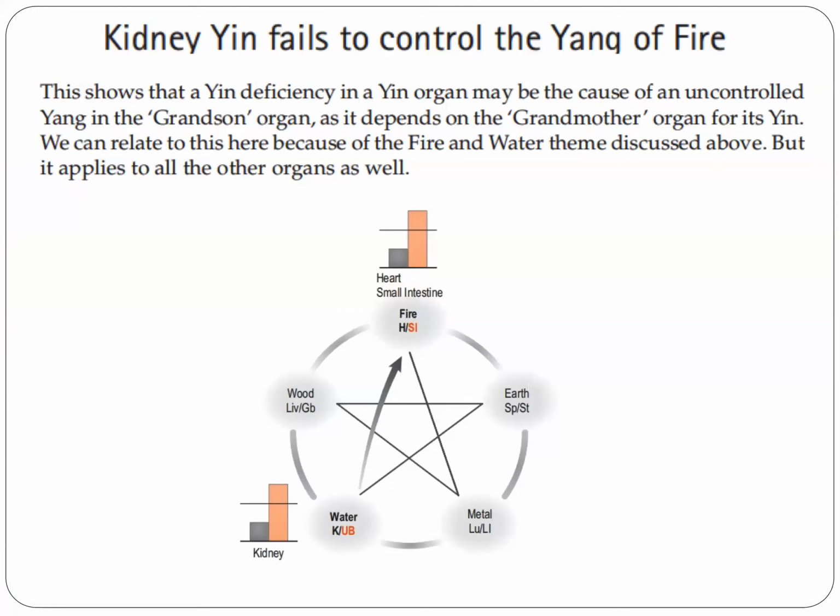Example nito. Kidney yin fails to control the yang of fire. This shows that a yin deficiency in a yin organ may be the cause of an uncontrolled yang in the grandson organ, as it depends on the grandmother organ for its yin. Okay, andyan po may diagram po dyan. Na-discuss po natin yan before. But it applies to all the other organs as well. So, kita nyo po yung yang, yung kidney, yung water ay kinontrol yung heart or the fire.